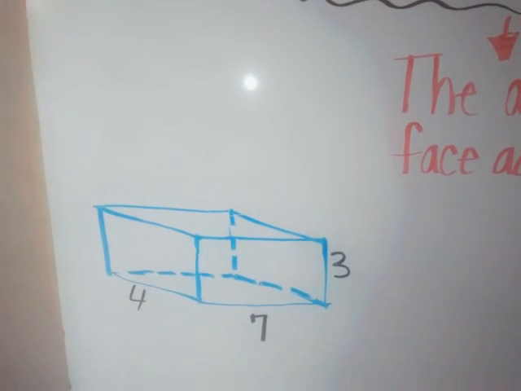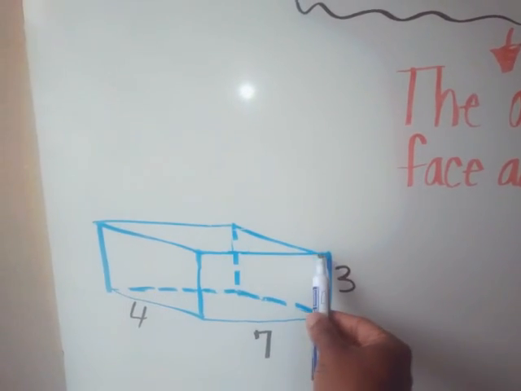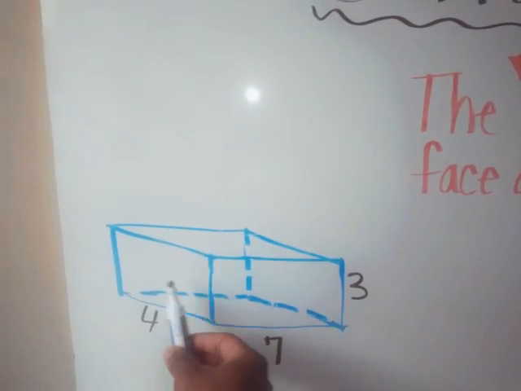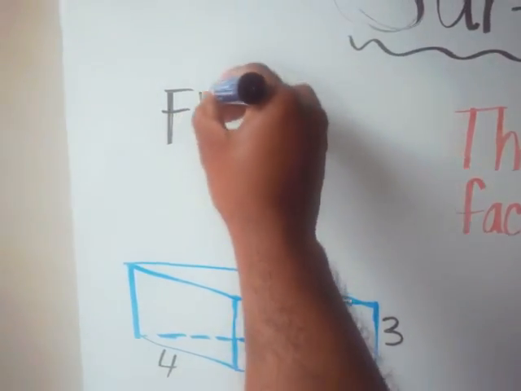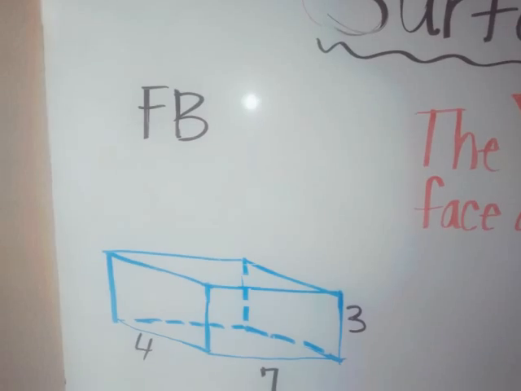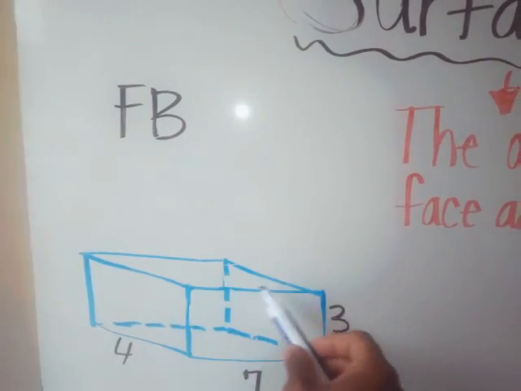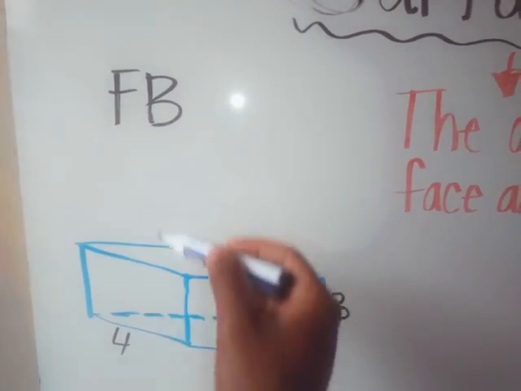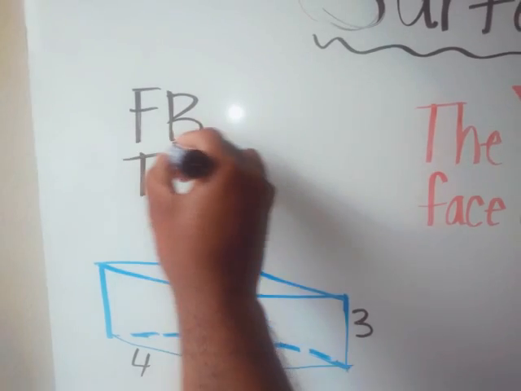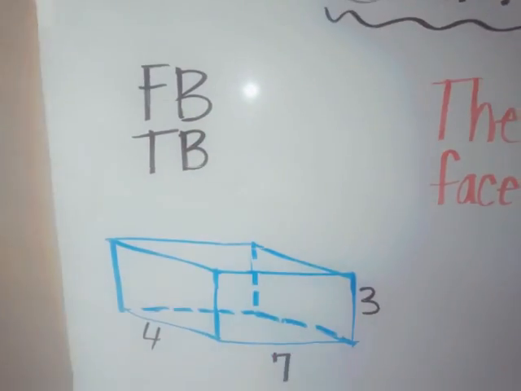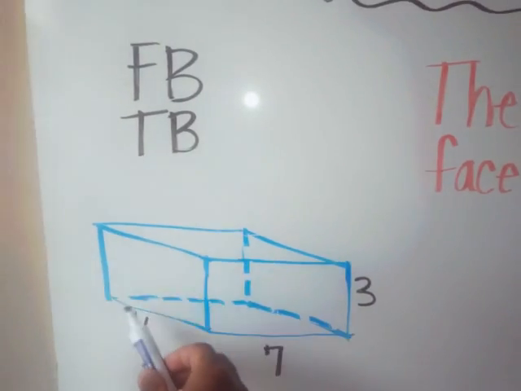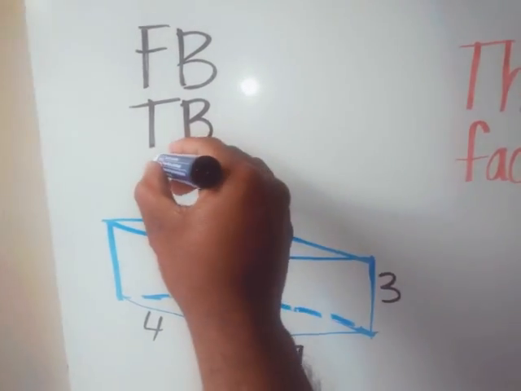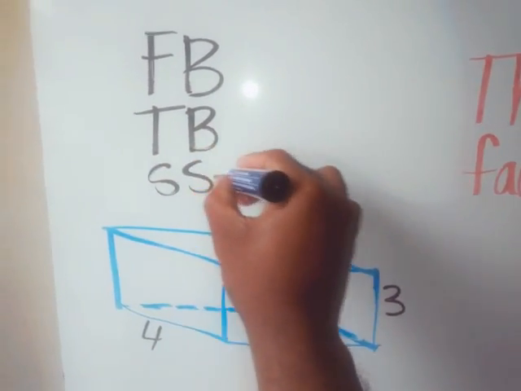So we have a front and we have a back face that are the same. So let's write FB for front and back. They are identical faces. We have a top and we have a bottom that are identical. So TB. And we have a side and side face that are also the same.